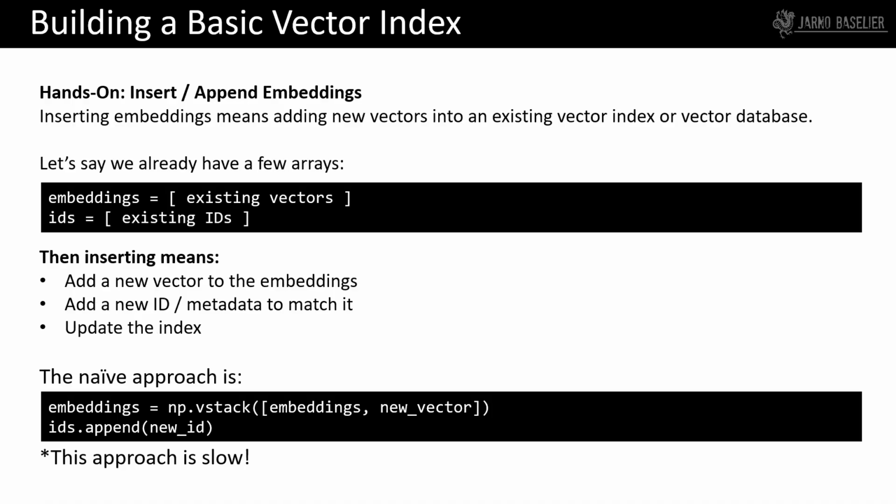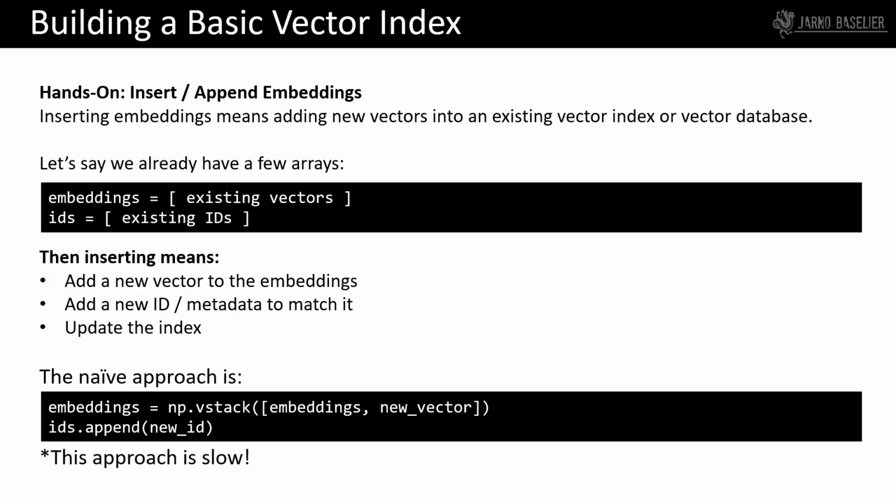Here we have another hands-on to insert or append embeddings. Inserting embeddings means adding new vectors into an existing vector index or vector database. So let's say we already have a few arrays, an embeddings array with existing vectors and an IDs array with existing IDs. Then inserting means that we will have to add a new vector to the embeddings, add a new ID or metadata to match it, and update the index.